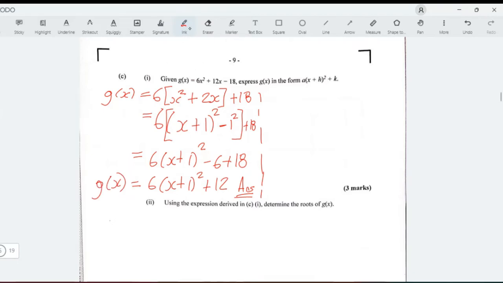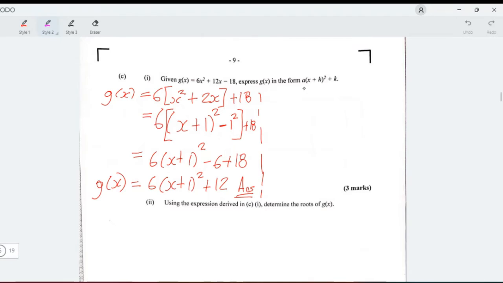Now, many of us are like, hold up, I don't know it that way. No problem. Many of us know it using the h and k formula. h is negative b over 2a. So a is 6, b is 12, and c is negative 18. So b over 2a is 12 over 2 times 6, which is equal to 12 over 12, which is 1. So we'll get our h.